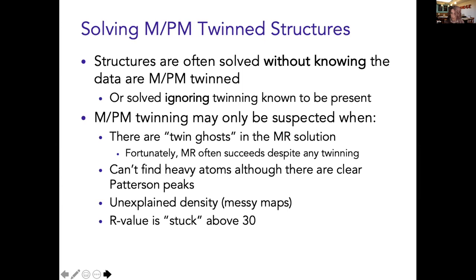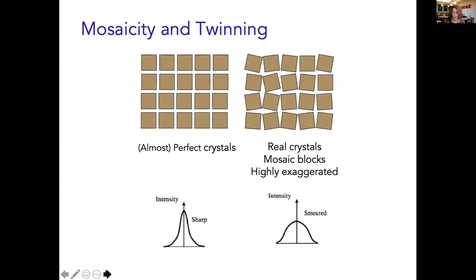If you're solving something by SAD phasing, which is not really the topic of this talk, you could also find that you have clear Patterson peaks, but you can't solve it because, again, you can't get a consistent set within one substructure. When you look at your maps, you can also end up with messy maps or clashes in the maps that don't make sense. And then, of course, the old fallback is that the R value is stuck above 30. But I want to stress that there are many, many other reasons why your R factor could be stuck above 30, and twinning is only one of those things. You really need to exclude all of the others before falling back on twinning.